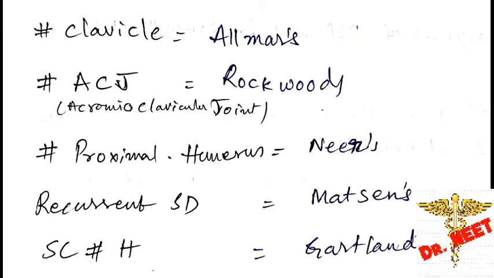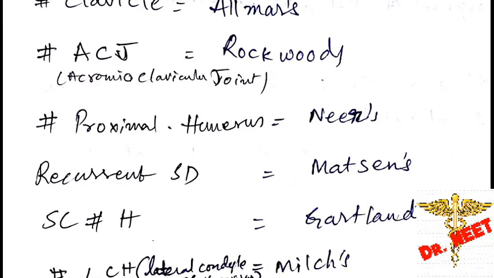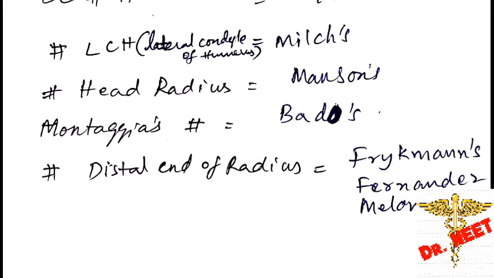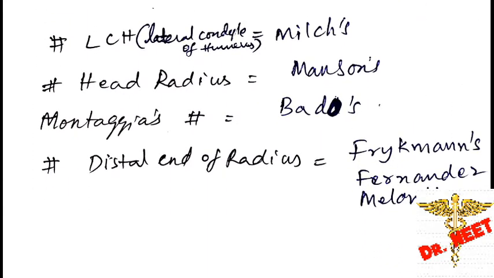Gartland's classification for supracondylar fracture of humerus. Milch's classification is used for fracture lateral condyle of humerus. Mason's classification for fracture head of radius. Bado's classification for Monteggia's fracture. Frykman's classification, Fernandez, Melone's classification. These are used for fracture distal end of radius.